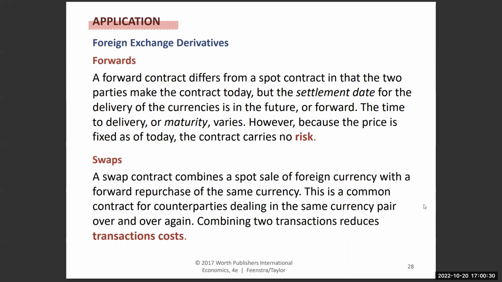The time to deliver, or maturity, varies. However, because the price is fixed as of today, the contract carries no risk. Okay, so we know exactly the price at which we are selling something. Okay, and it is not standardized, which means that the maturity varies due to the fact that this is our arrangement. Okay, nobody cares what is our arrangement as a two-party.